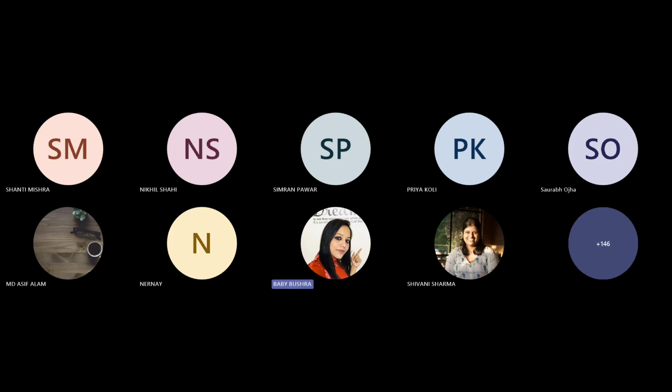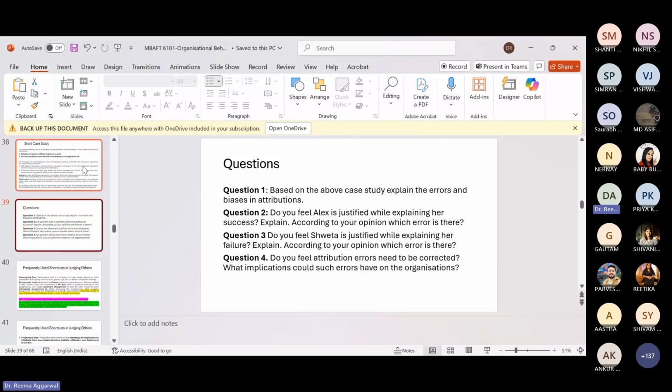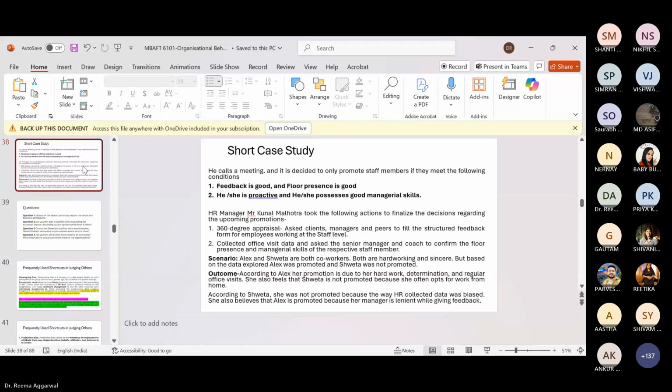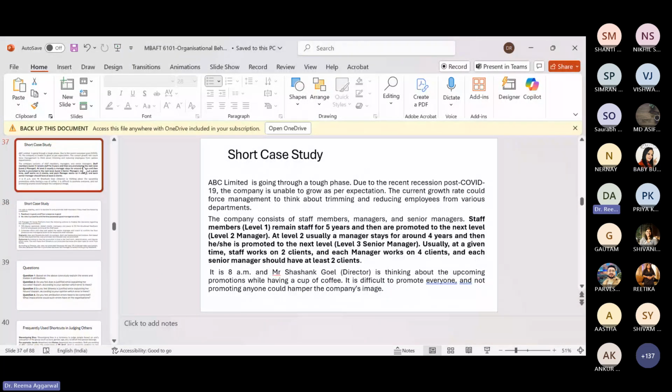I guess Rima, is this case study from the PPT which we already have? Did you read it from the PPT or from the book? Yes, it is a book case study only. Right? So basically, if I summarize, now the case study is visible to you all.